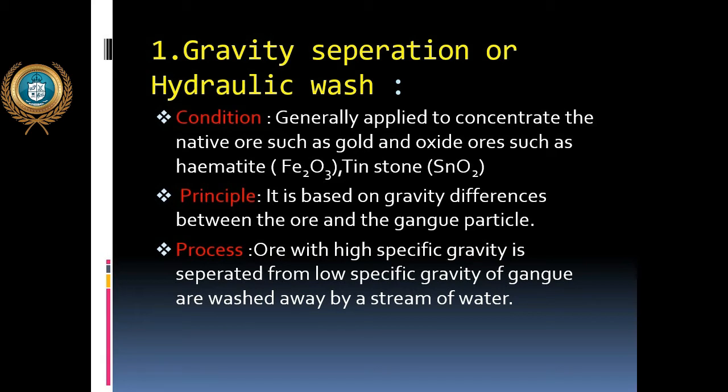Here the principle is based on the gravity difference, the gravity difference of the ore and gang particle. The process is that the ore should have high specific gravity and the gang should have low specific gravity. Here we are taking the crushed ore, and a stream of water is flowing. When we keep the crushed ore in the stream of water, the high specific gravity ore will settle down and the low specific gravity gang will be removed along with the flow of water.